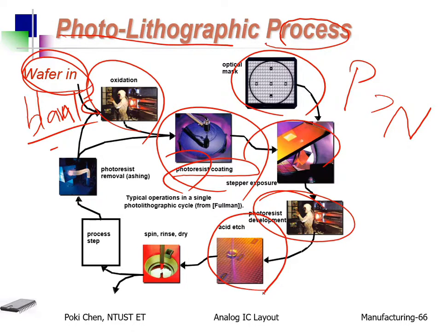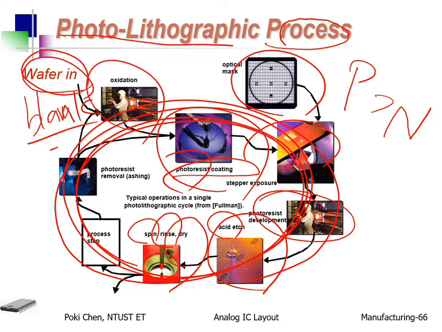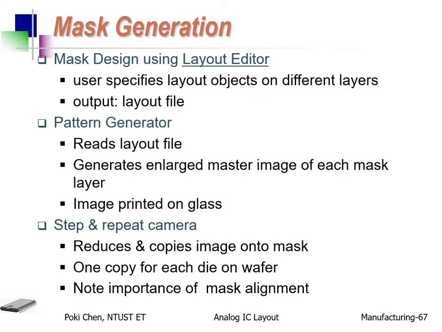Then etch away what you don't need. But with such kind of very dangerous, poisonous acid, you need to clean it, so you need to spin, rinse, and dry it. Then go for the next process again, and again. Finally, you fabricate all the layers. Then you get the final wafer. We call it patterned. Yeah, because you have all the patterns from the layout on the wafer. That's it. Okay, that is the final step. But back to the origin.